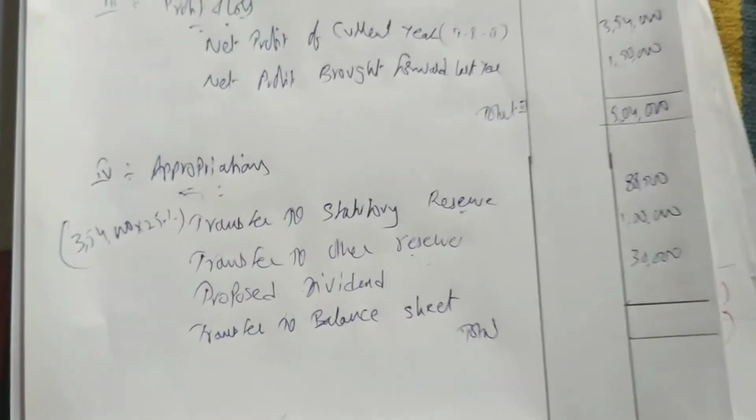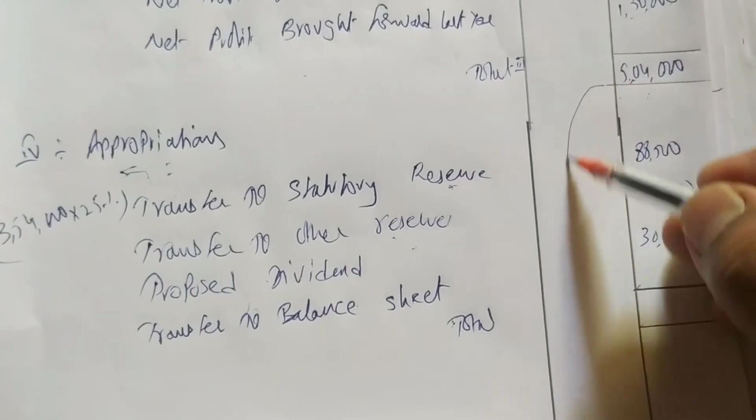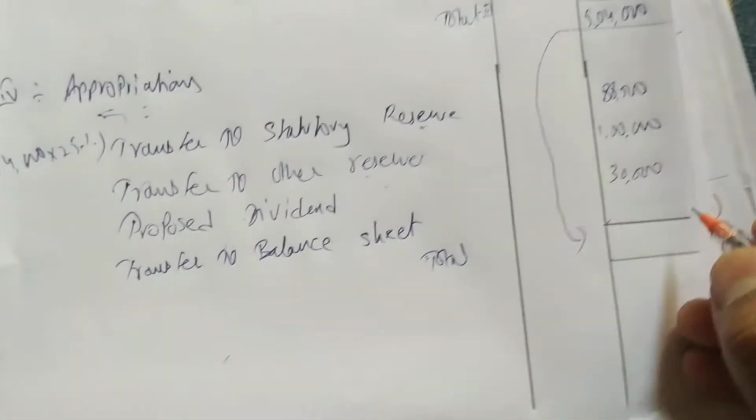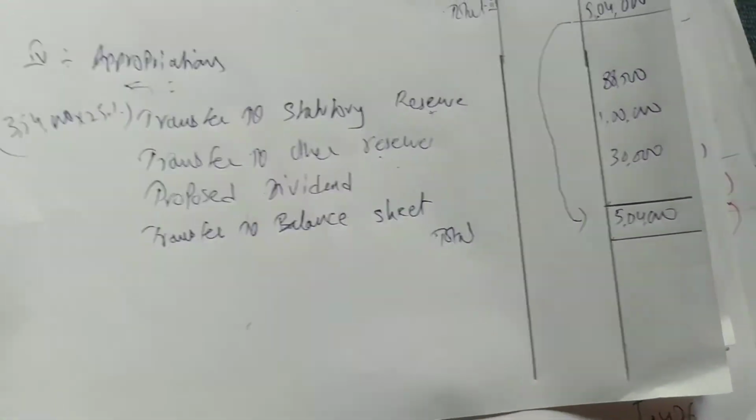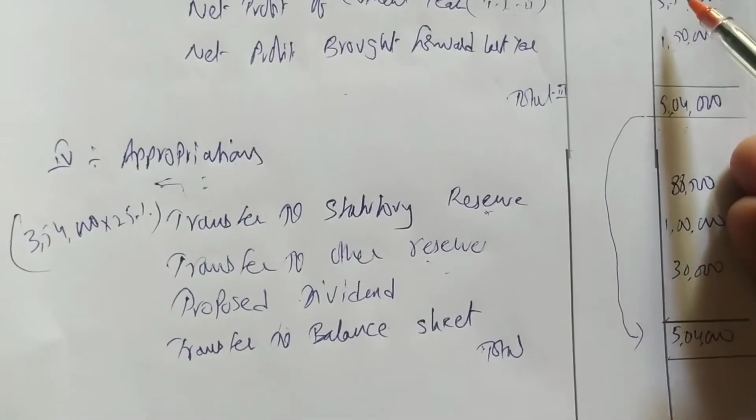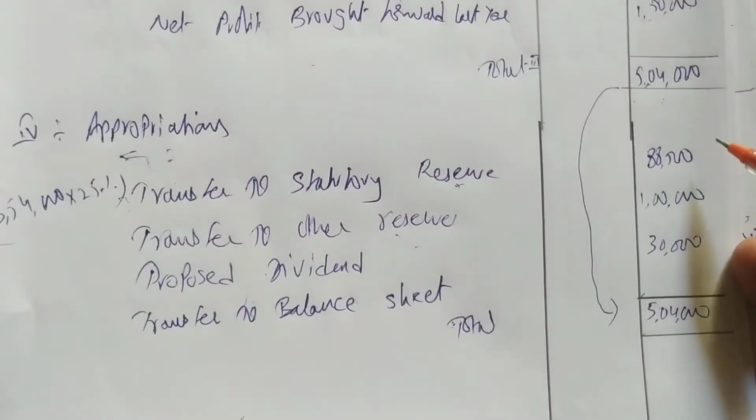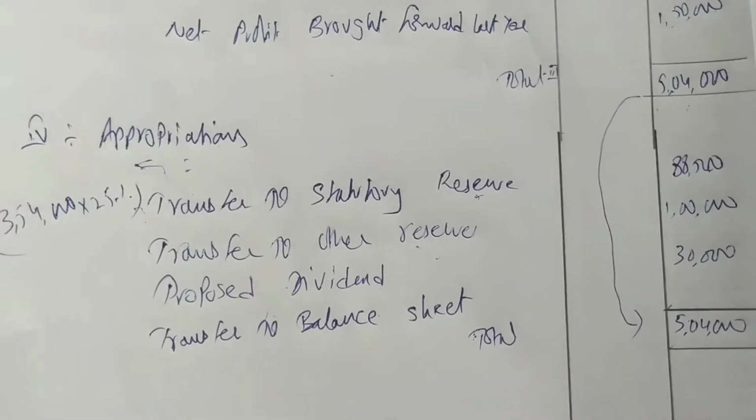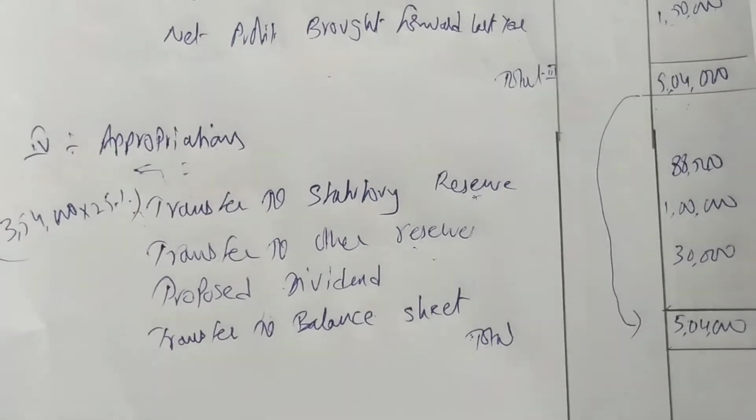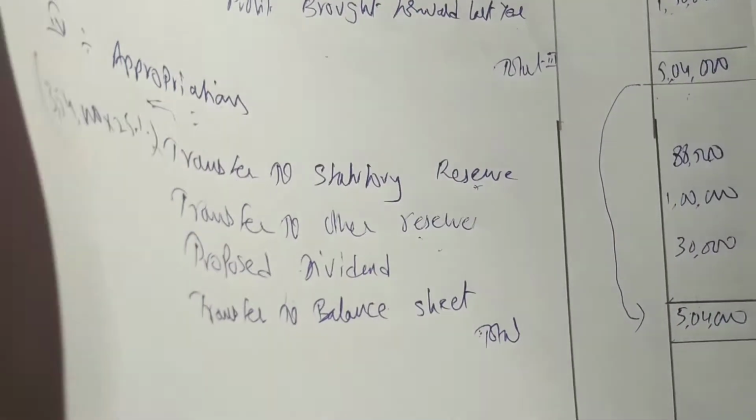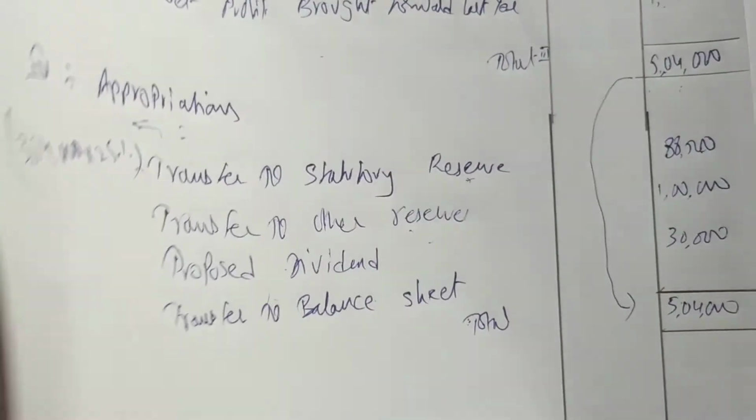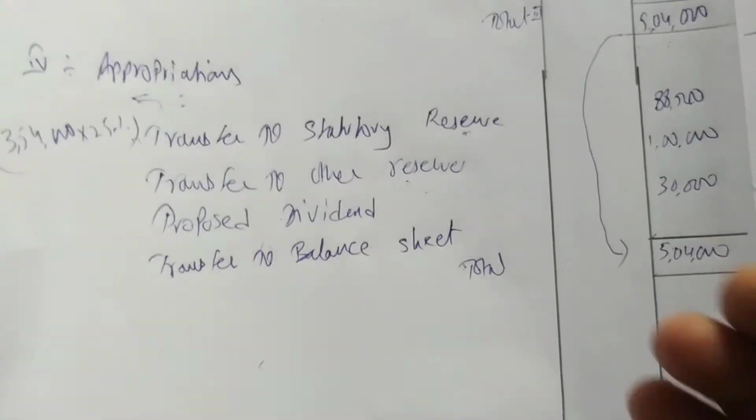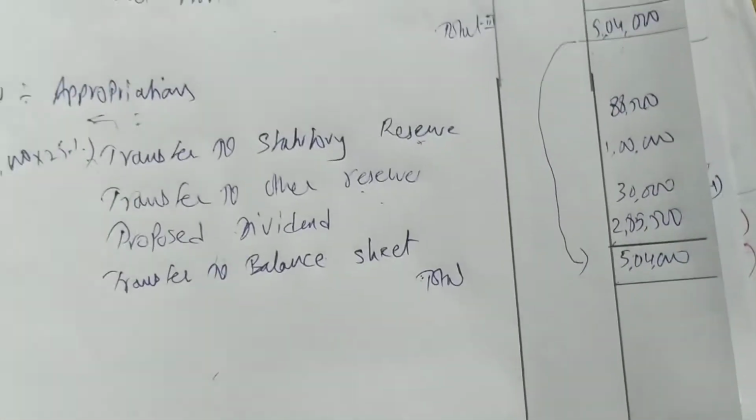Okay, so as I told you, this 5,04,000 you have to write again here. The same total, the total profits of two years, you have to write here. From 3,54,000 we have transferred 25%, 88,500. So from 5,04,000 you have to deduct all these three: 5,04,000 minus 88,500 minus 1 lakh minus 30,000, getting 2,85,500. That is the profit we have to transfer to balance sheet.